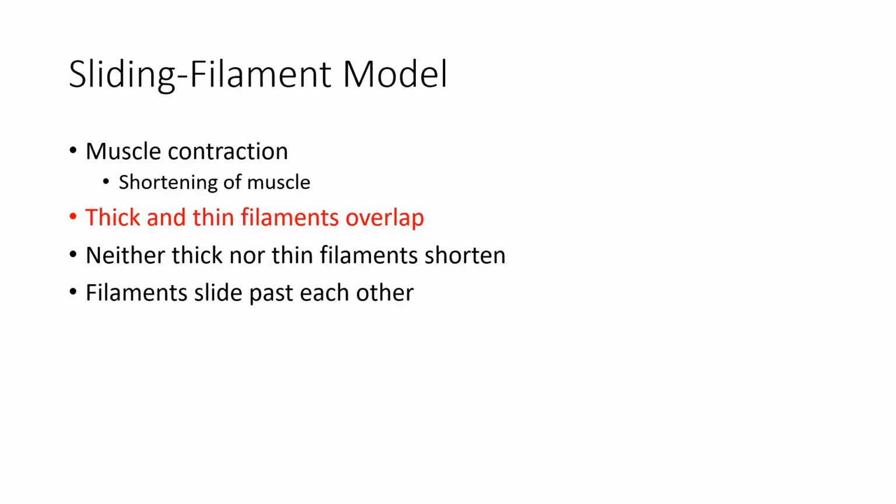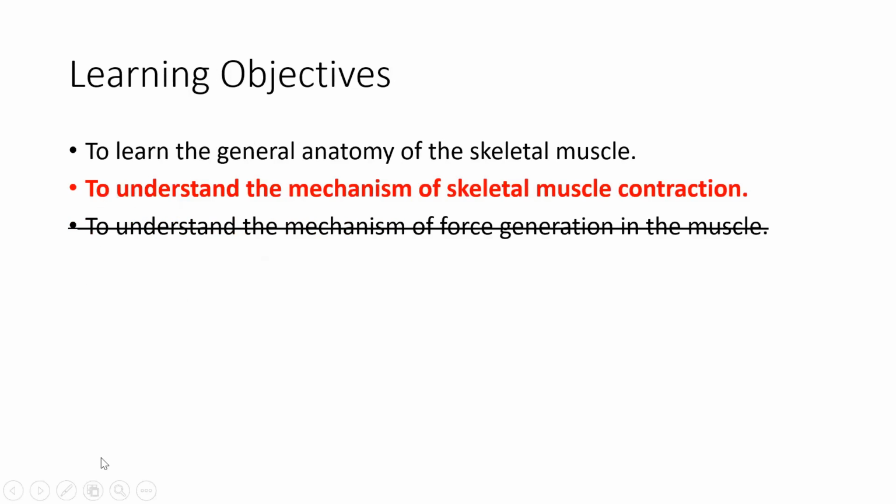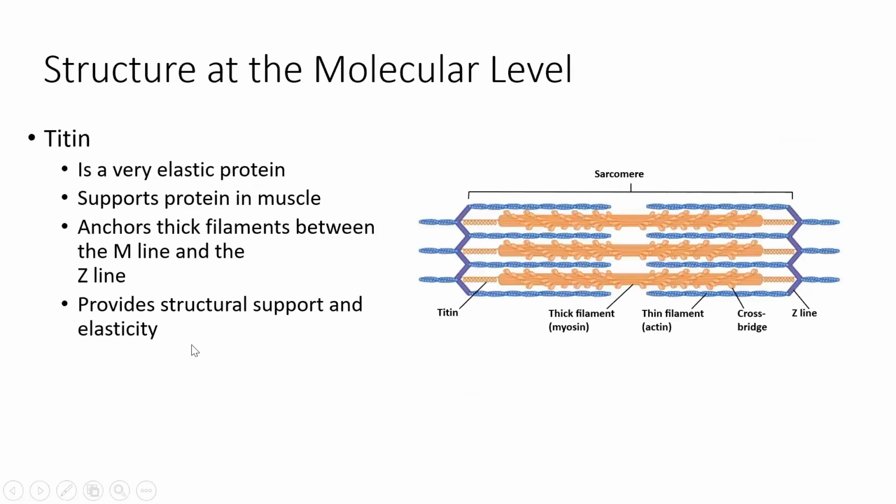This theory of muscle physiology suggests that the thick filament latches onto the thin filament and drags it closer to the M line, which is the center of the sarcomere, and that is what brings about the shortening of this entire thing and the shortening of muscle altogether.